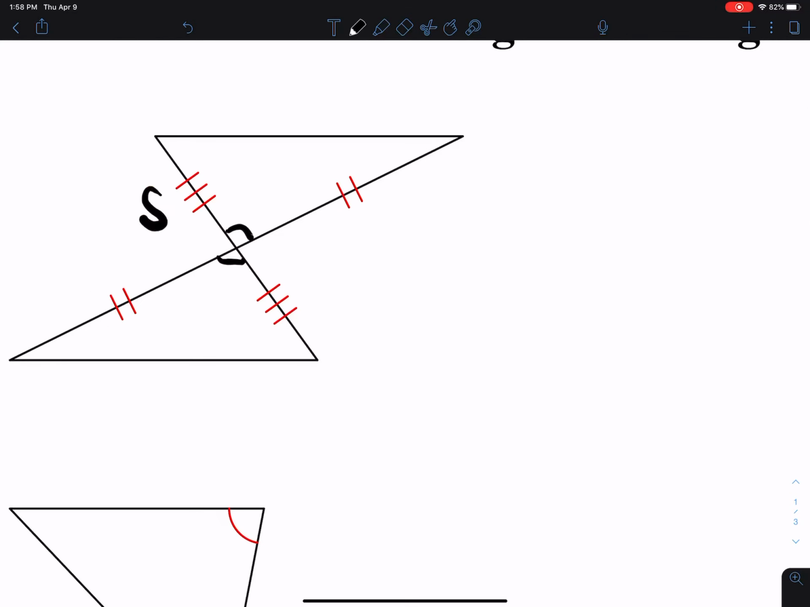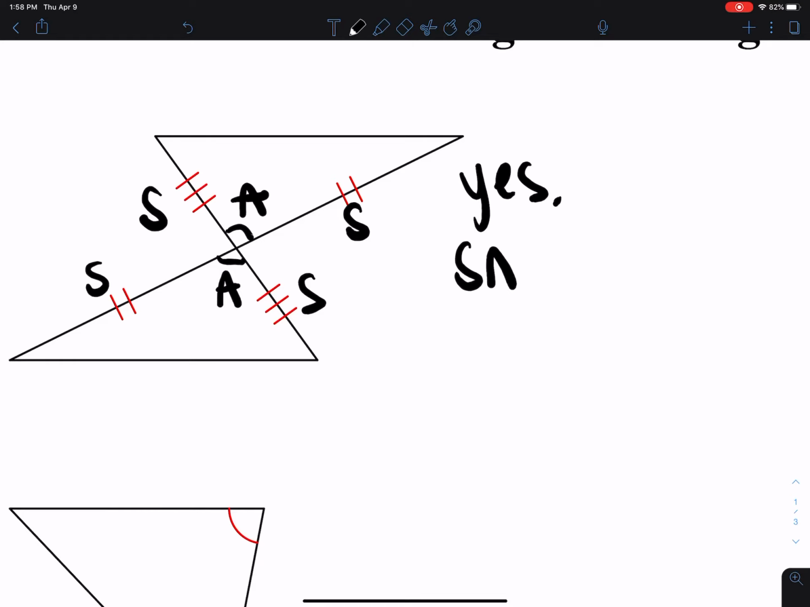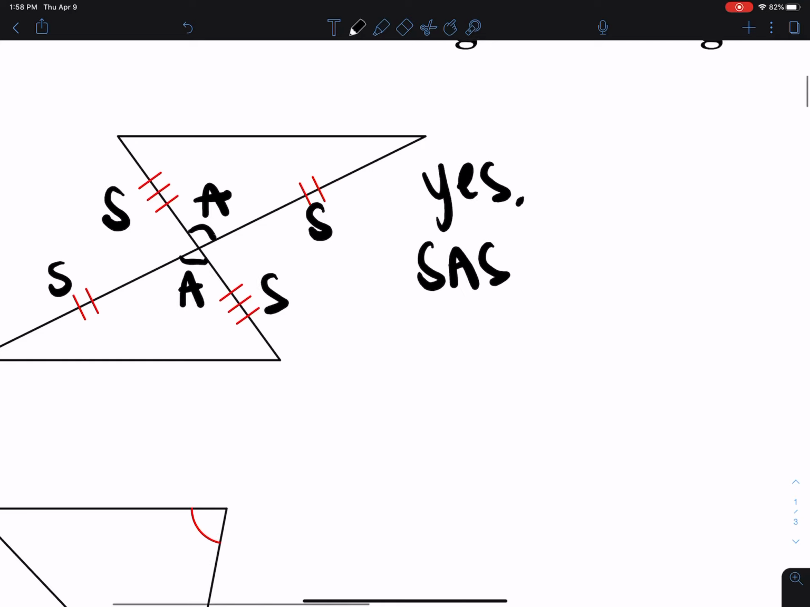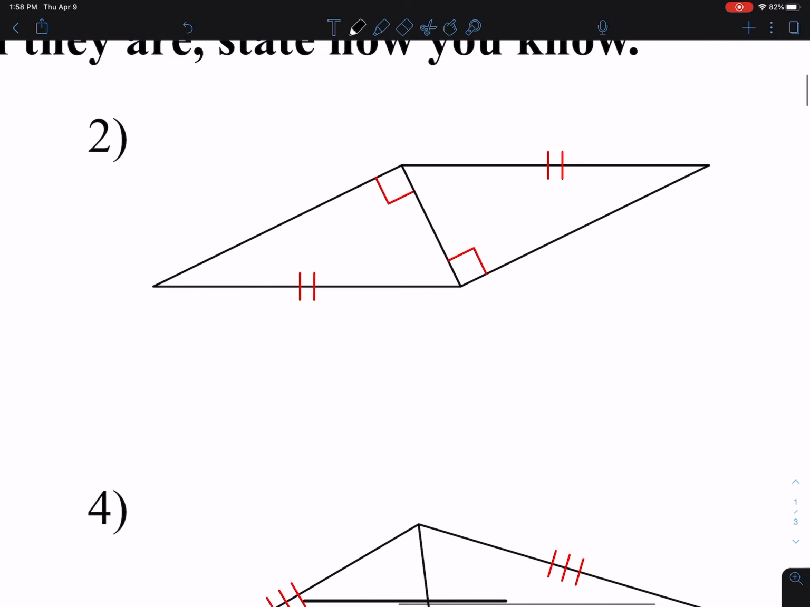this is a side, an angle, and a side. And then we have a side, an angle, and a side. So you can say, yes, these are congruent because we have a side, angle, side that is congruent in one triangle, and then it's congruent in the other triangle, so the triangles are congruent.